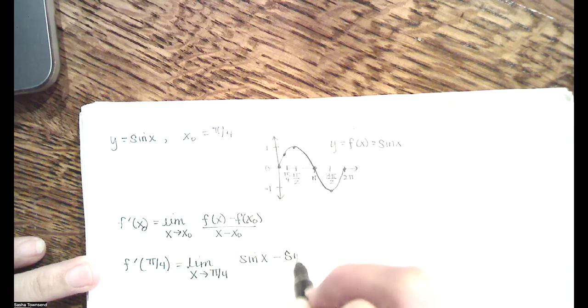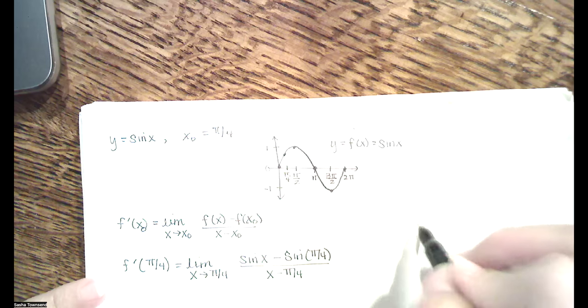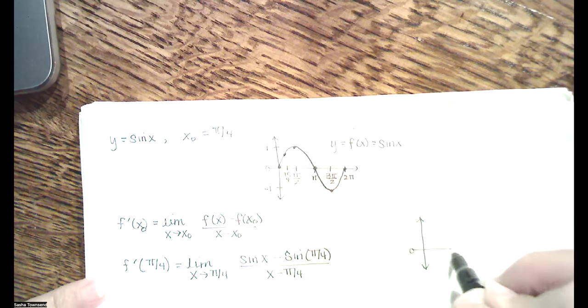This is going to be sine of pi over 4. This is x minus pi over 4 down here. And pi over 4 is a 45 degree angle. So that's a 1, 1, square root of 2 triangle if we draw it in quadrant 1. So we can tell that the sine is 1 divided by square root of 2, opposite over hypotenuse. Or if you rationalize, that's square root of 2 over 2.